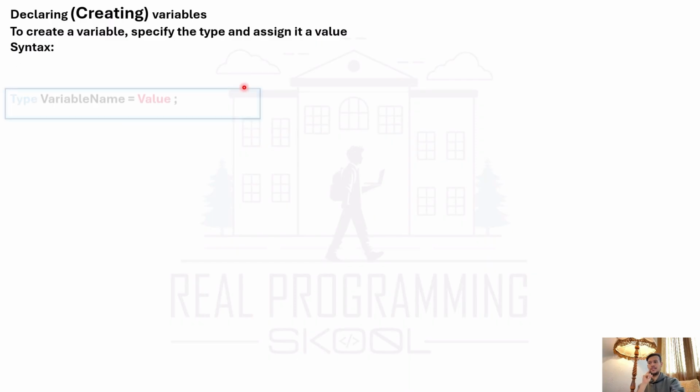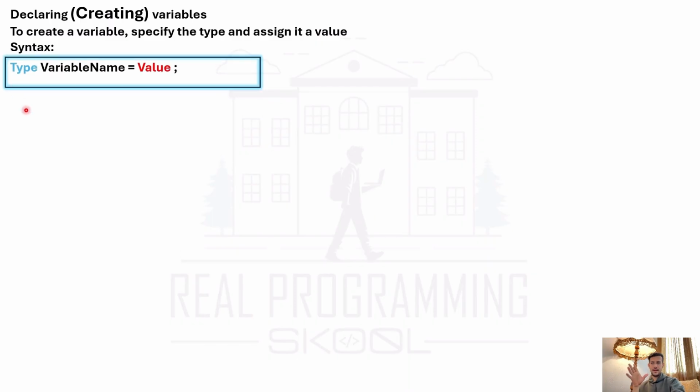All right, let's take the syntax. Type, as we said, the data type. Variable name: you should give the variable a perfect, meaningful name, and I will show you how to name variables professionally, and also there are rules to name the variables. All right, and after that, equal, value, semicolon: the value that will be assigned to the variable name.